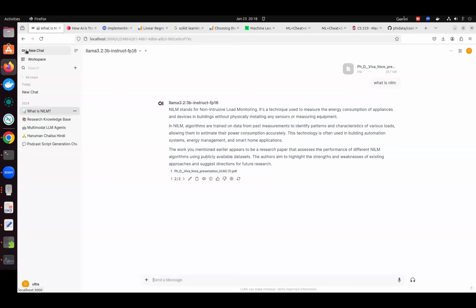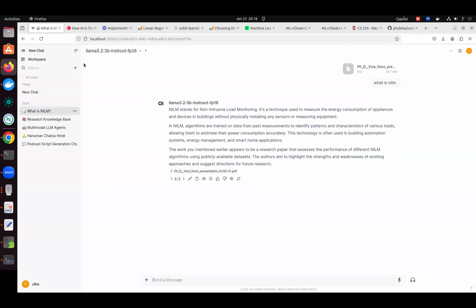Okay, fine. In your PhD work, you were saying something at that time. Yeah, it's a PhD Viva presentation. In the PhD Viva's presentation, I want to know what information was placed in it, rather than going through the complete document. So what is this NLM? I asked a simple question, and here it has mentioned what NLM stands for.